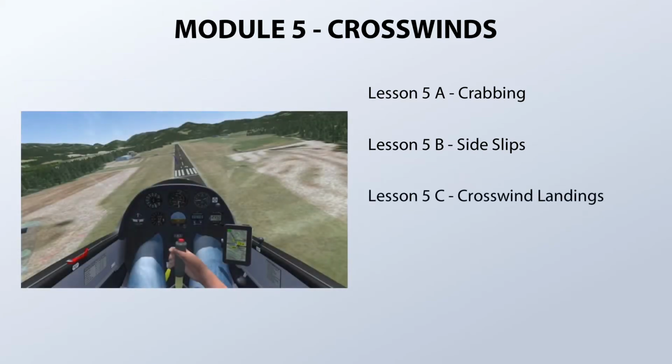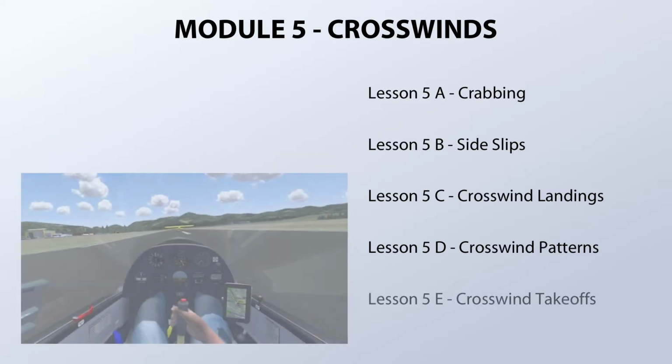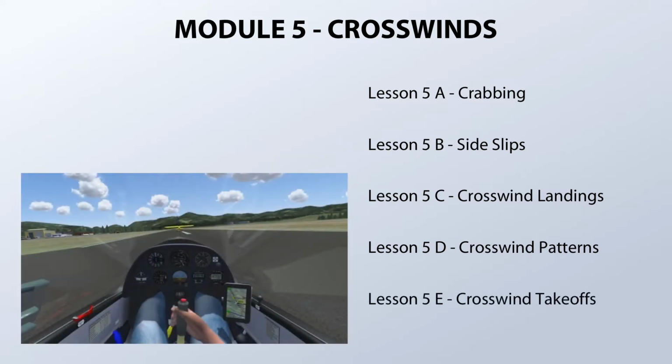Now that they know how to crab and slip, the student is placed on final and will perform a few crosswind landings. Then the student learns how to apply crab angles in the pattern to adjust for crosswinds. And finally, the student practices some crosswind takeoffs.